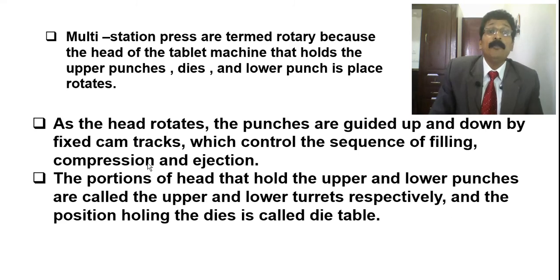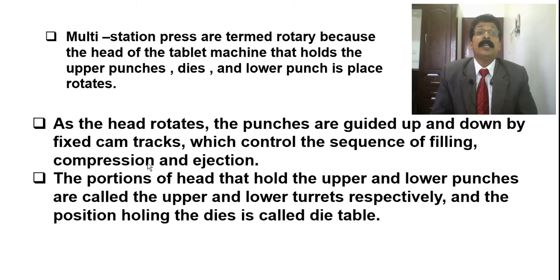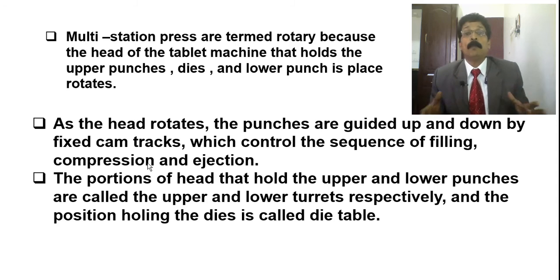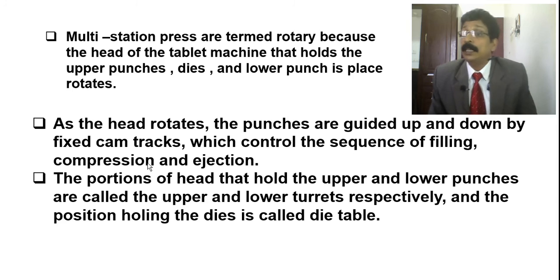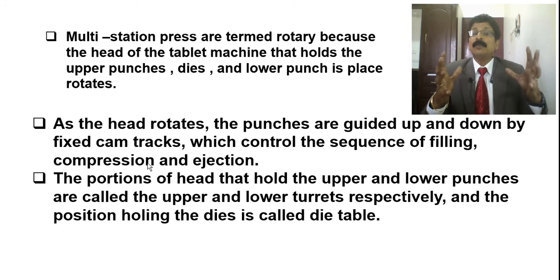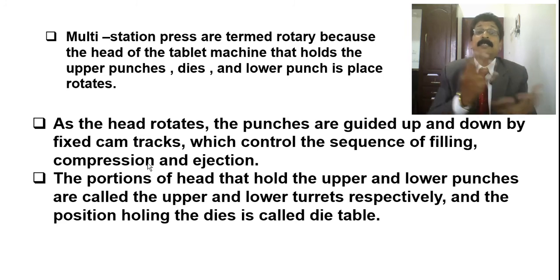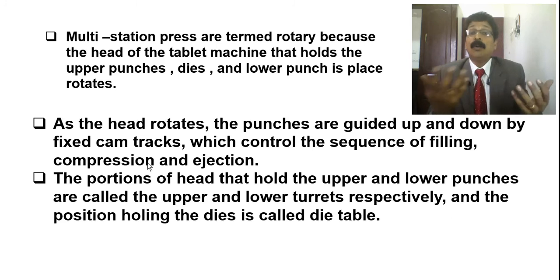So today, at least, we will see some part of the multi-station press. The single punch we have finished. Now we will come to the multi-station press. They are termed as rotary because the head of the tablet machine that holds the upper punch, die and lower punch is made to rotate. There, it was not rotating, only one punch was moving, the lower punch, and the upper punch was directly compressing to make the tablet. But now you can see this one is rotating. The whole die and punches, upper punch and lower punch, will be rotating in a fast machine.